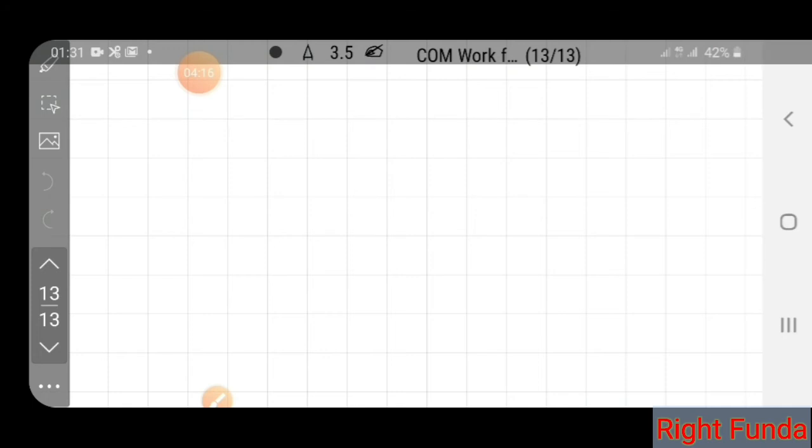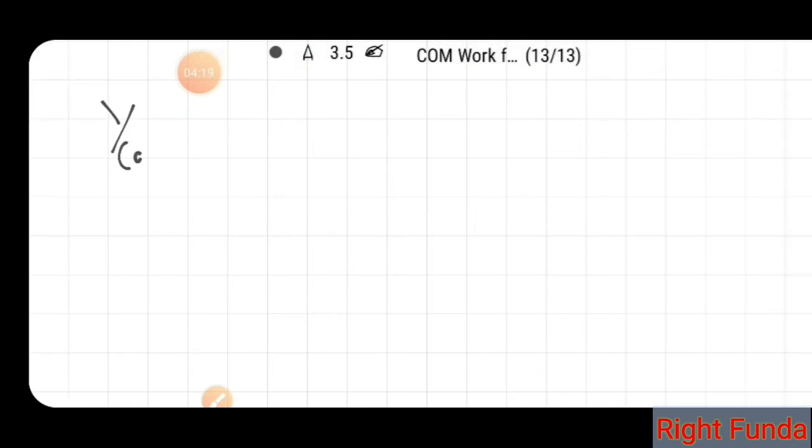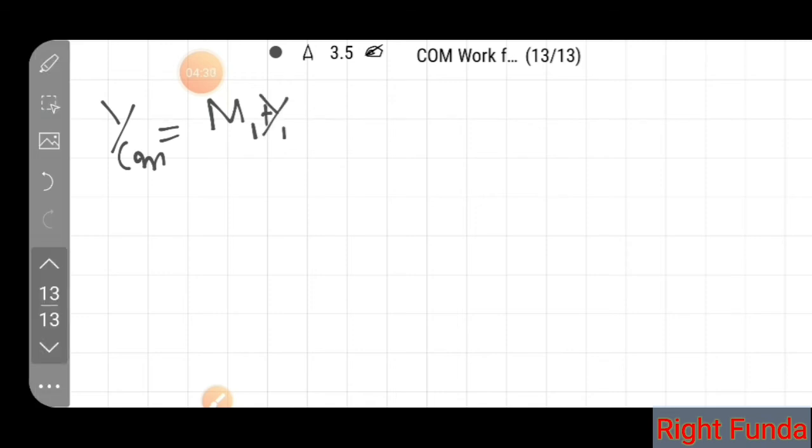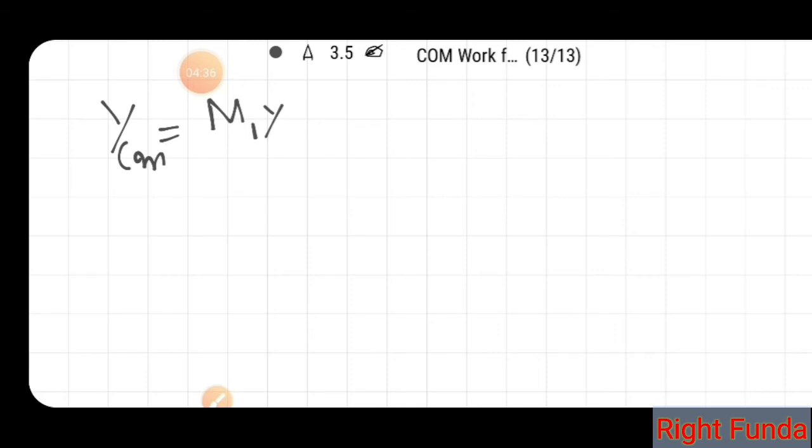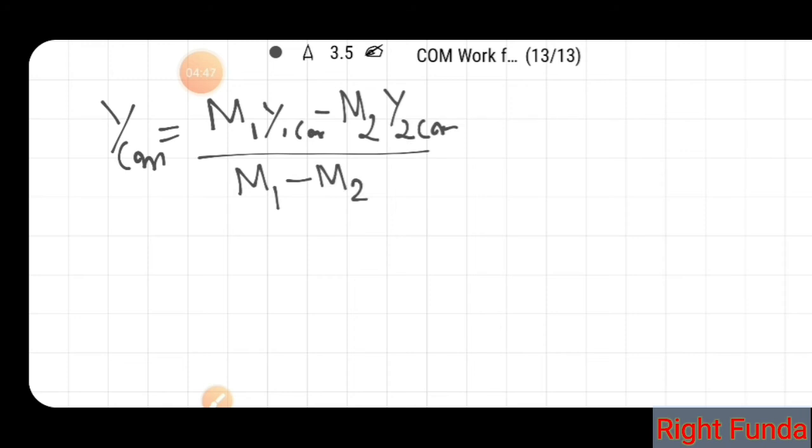What is said is that ycm is equal to m1 into y1cm minus m2 into y2cm, by m1 minus m2, by the superposition principle, where m1 is the whole mass. From there, this is the cutout mass, and this is the remaining structure. This is the center of mass of the remaining structure.